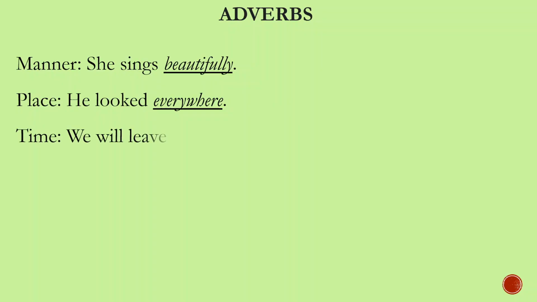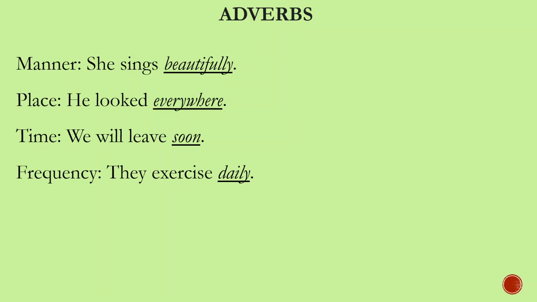Adverb of time. In the sentence, we will leave soon. Soon is the adverb. It shows the time and answers the question when. Adverb of frequency. In the sentence, they exercise daily. Daily is the adverb. It shows the frequency of the action and answers the question how frequently.